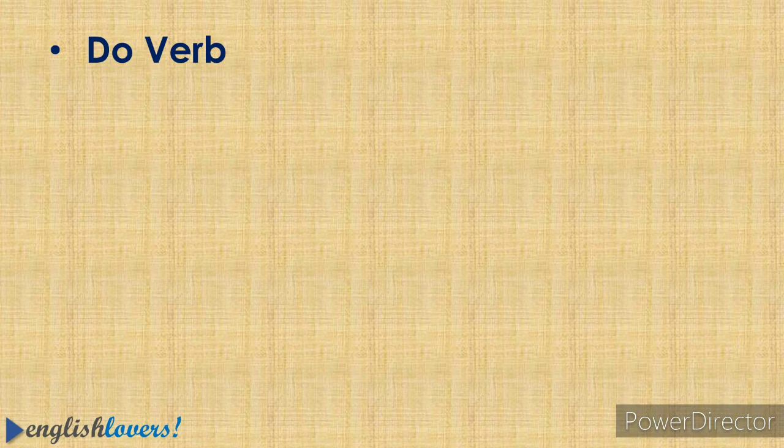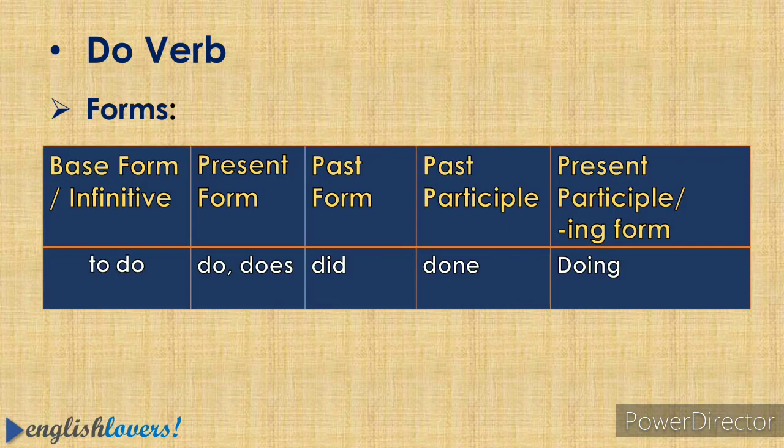There is another verb, that is do verb. So we are going to study its forms and with some examples how it functions as a main verb and auxiliary verb in the sentences. So the forms again are 5 forms. First is base form or infinitive, which is to do. Next is present form. In present there are 2 verbs, do and does. Does is used for he, she and it, and do is used for the rest of the pronouns. There is only one past form, that is did. There is past participle done, and present participle or ing form, that is doing. So we will see with some examples how it functions as main and auxiliary verb in the sentences.